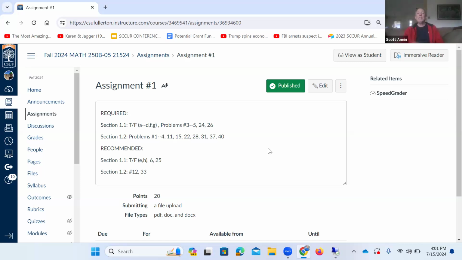They won't be graded, but you'll maybe want to think about trying some of those and then checking them against the solutions or asking me if I could help you with some of those. Every assignment will have required problems as well as recommended problems. It's only the required problems that you actually need to submit into Canvas that my grader will be looking for.